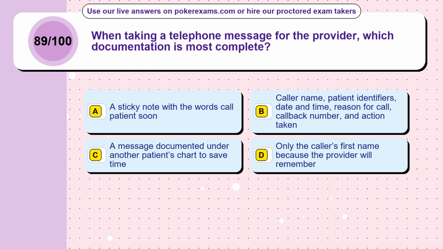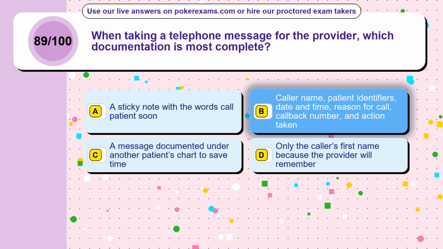Question 89. When taking a telephone message for the provider, which documentation is most complete? Option A. A sticky note with the words "Call patient soon." Option B. Caller name, patient identifiers, date and time, reason for call, callback number, and action taken. Option C. A message documented under another patient's chart to save time. Option D. Only the caller's first name because the provider will remember. The correct answer is option B.